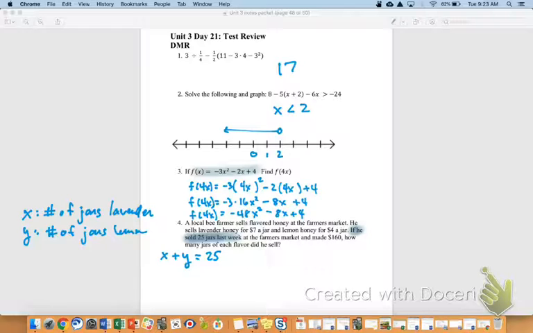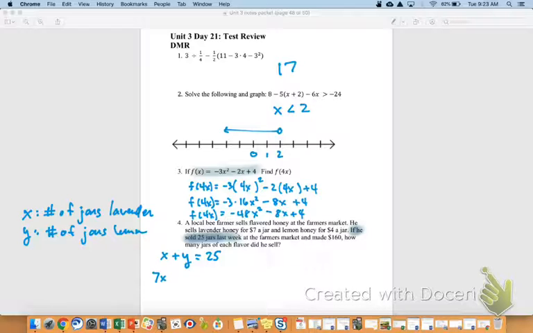What if he sold 5 jars? What would you do? If he sold 2 of them, you do 7 times 2. If he sold 5 of them, you do 7 times 5. What if he sold 39 of them? 7 times 39. What if he sold X of them? 7 times X, or just 7X. So I would say 7X would be the dollars that he got from selling the lavender jars.